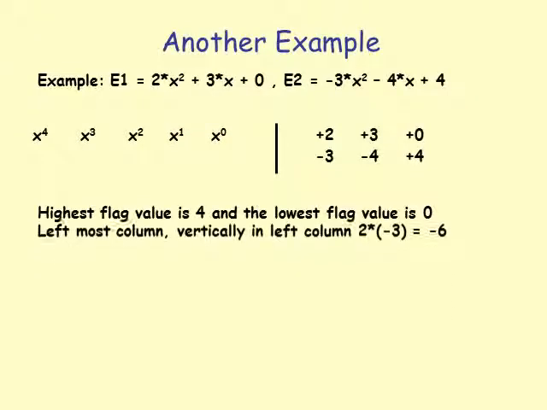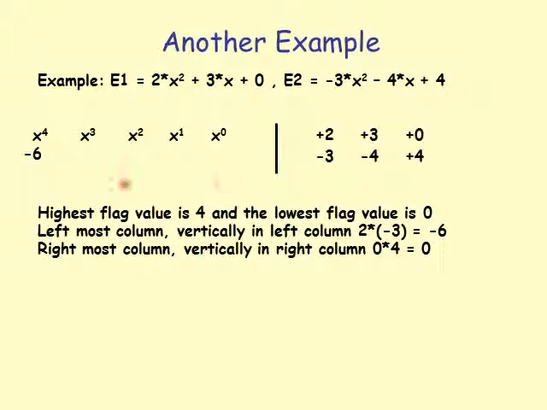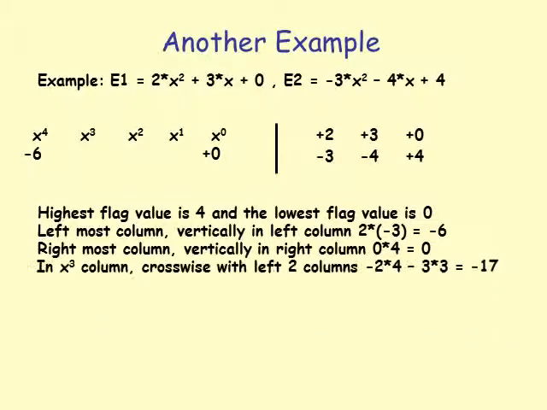Let's continue to multiply here. Leftmost column in here, we will multiply plus 2 times minus 3. We'll use this column here, and I get minus 6. Okay, rightmost column. So you have to do first leftmost, then rightmost, to make sure you understand there's symmetry here. And rightmost will use this column here, 0 times 4 vertically, which is 0. Okay, let's continue.